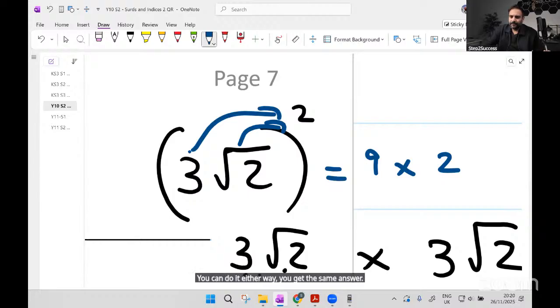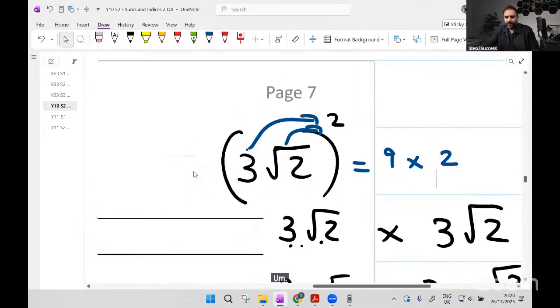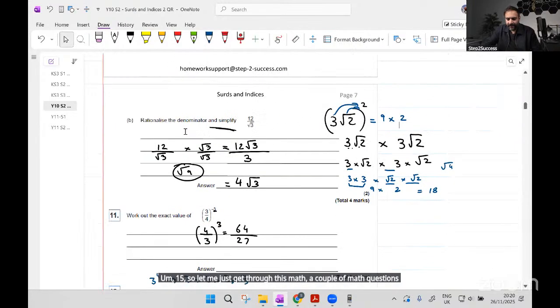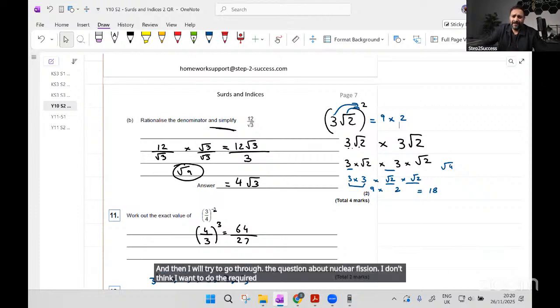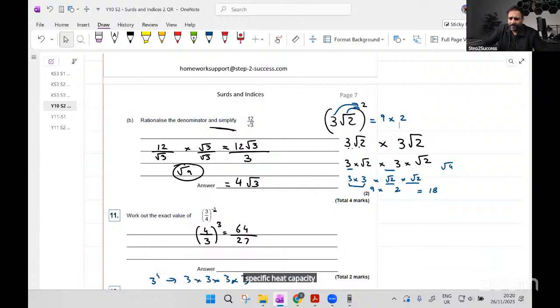Physics, electricity, homework. Yes, absolutely. I'll do that in just a moment. 15. So let me just get through this math. A couple of math questions left, and I'll then move over to that. And then I will try to go through the question about nuclear fission. I don't think I'm going to do the required practical for energy, mainly because it's called specific heat capacity and it's a pain.